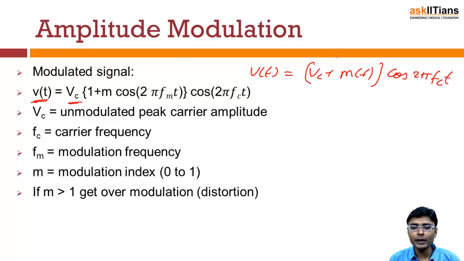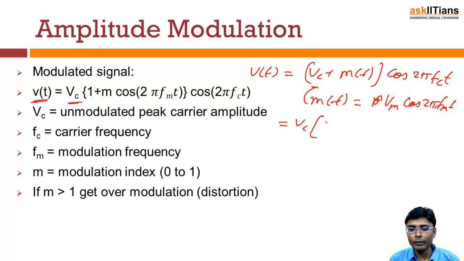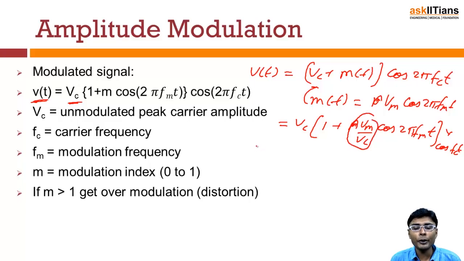Now let's suppose we consider the message signal MT as Vm cos of 2 pi FMT, right? So if you put this value here and take VC common out, it will be 1 plus Vm by VC into cos of 2 pi FMT, multiplied by cos of 2 pi FCT, right? And this Vm by Vc is a very important parameter for amplitude modulation, and it is called the modulation index, denoted by small m.